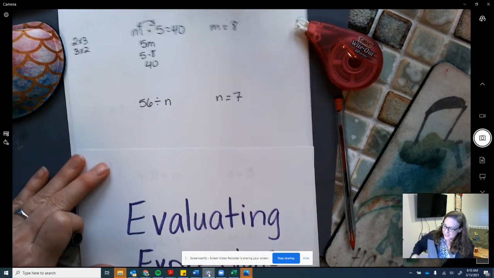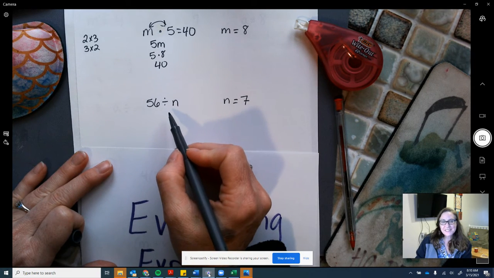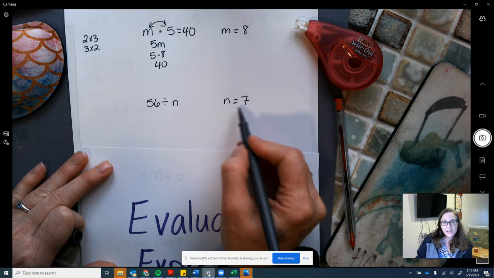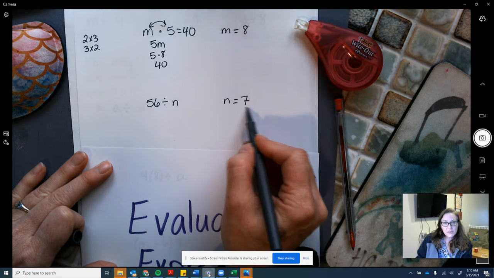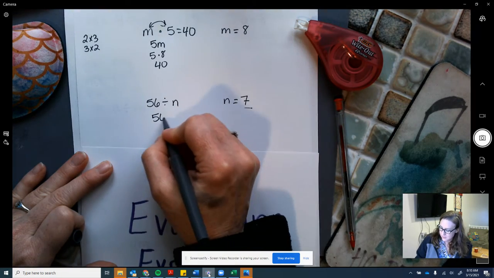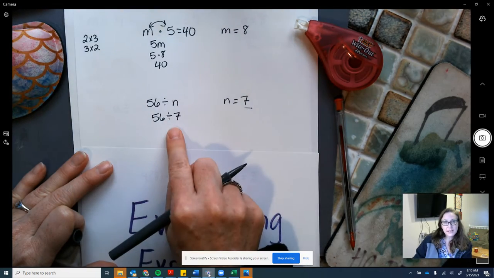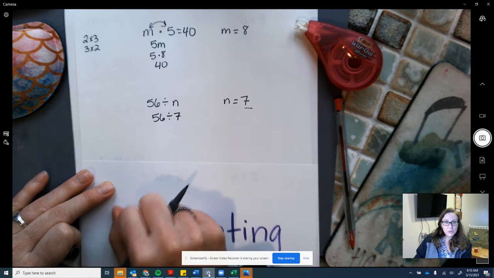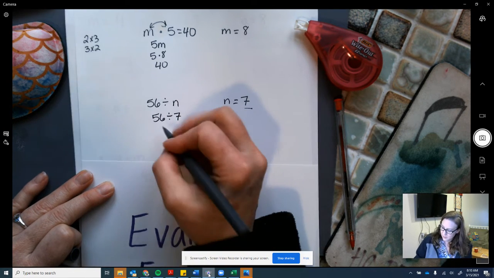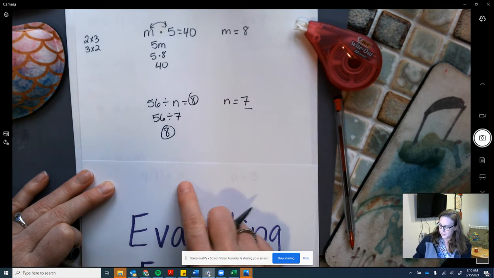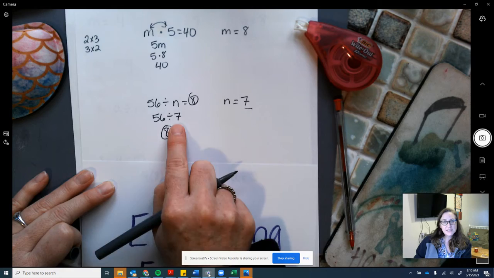All right, so now we have 56 divided by n. So we're going to rewrite it where n equals 7 because we're told what the variable equals. So in this case, 56 divided by 7. We're going to rewrite it, follow the order of operations, but there's only one operation. So what's my answer? The answer is 8, because 56 divided by 7 is 8.